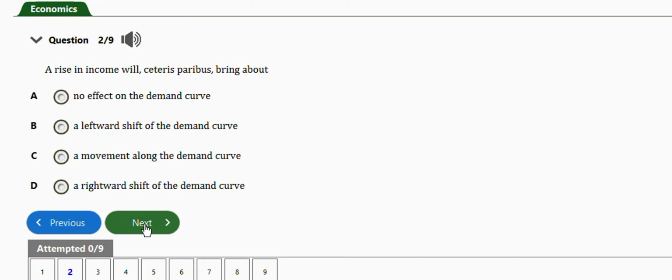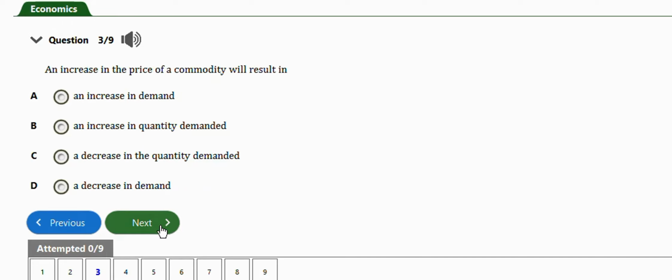This question says a rise in income, with other variables constant, will bring about: no shift in the demand curve, a leftward shift of the demand curve, a movement along the demand curve, or a rightward shift of the demand curve. The right answer is option D, a rightward shift of the demand curve.